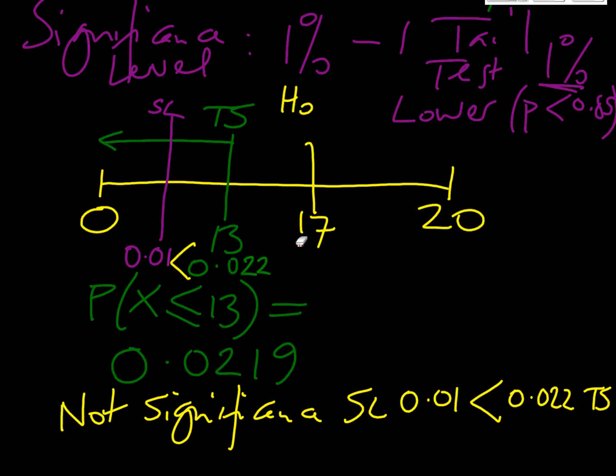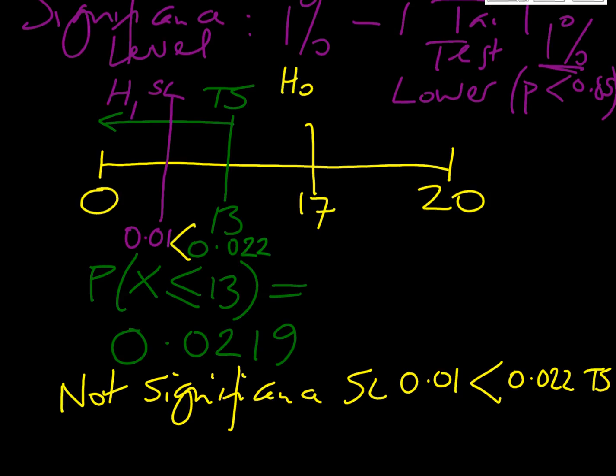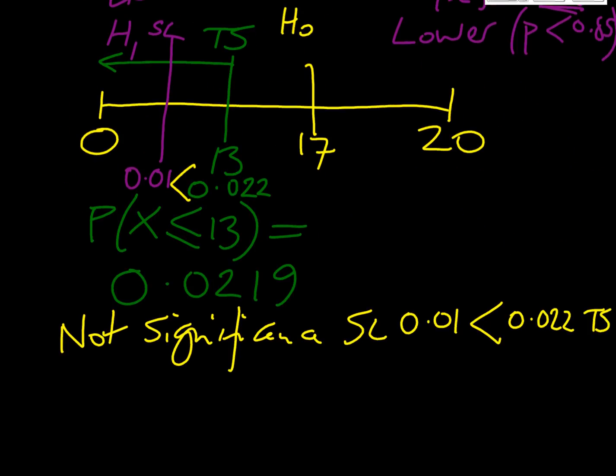Our green line there, our test statistic, is closer to the H0 than it is to our significance level, which is our critical region. That will be where we get an H1. So the first thing you need to do is write that statement down. Second thing you need to write down is, it's not significant, our H0 is accepted. Because it's not significant, we're saying there is not enough evidence.